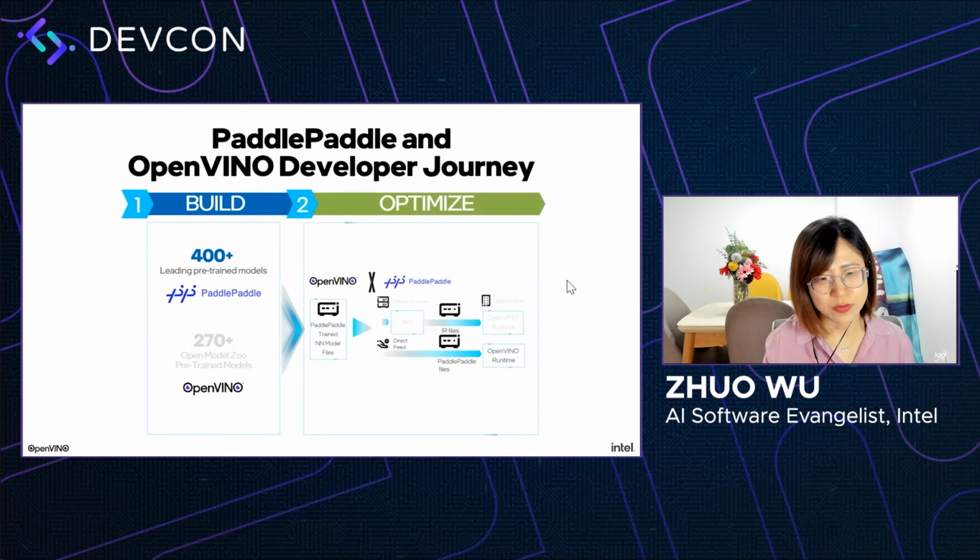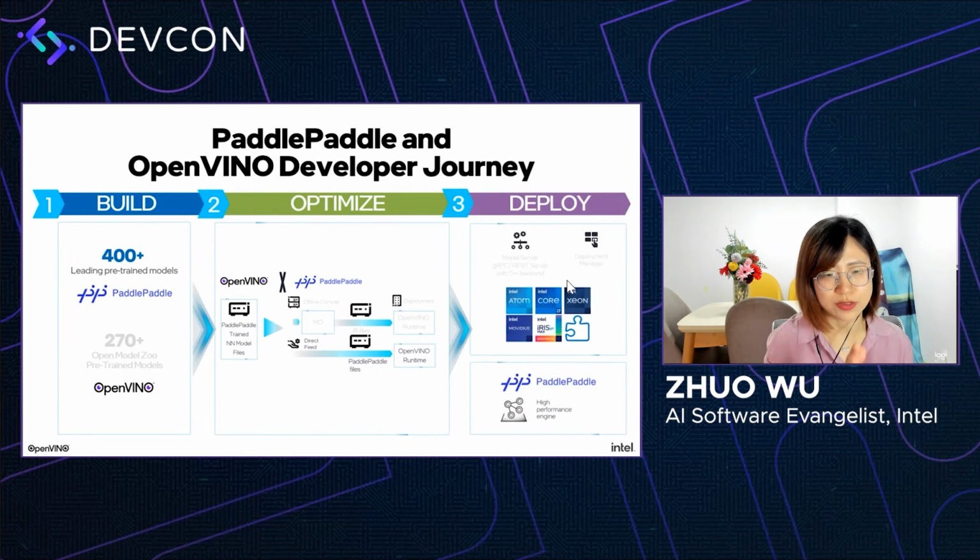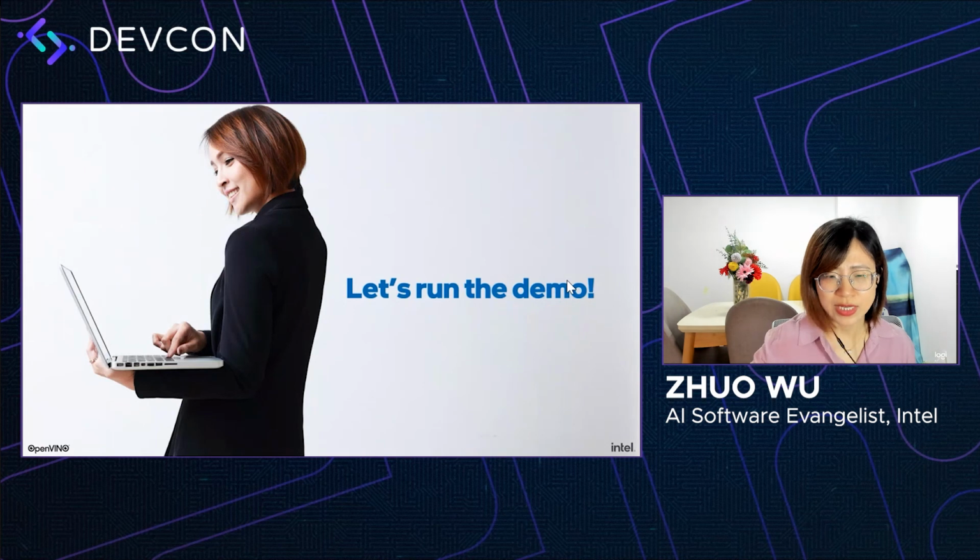And also with this deep integration, you can see that the Paddle model could be directly fed to our OpenVINO runtime, to our inference engine. And for the deployment, you can use both the device name we just introduced or our model server to deploy these Paddle models. So you can see this integration of the Paddle deep learning framework could also benefit our developers a lot. And next, let's run the demo.